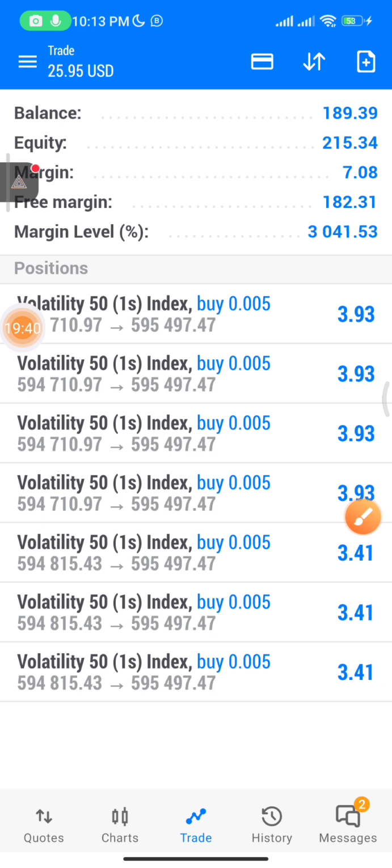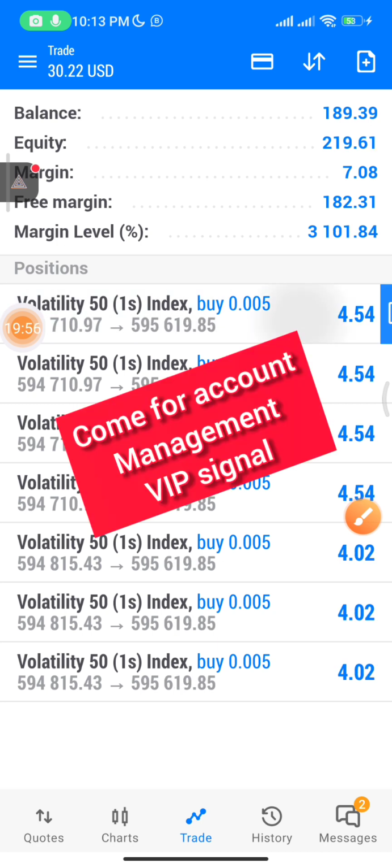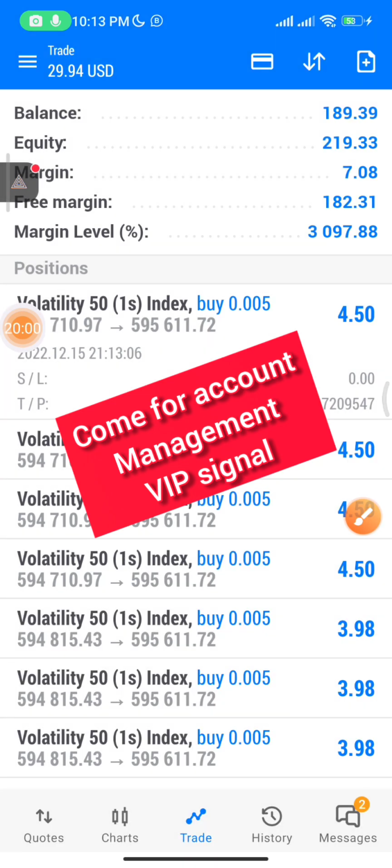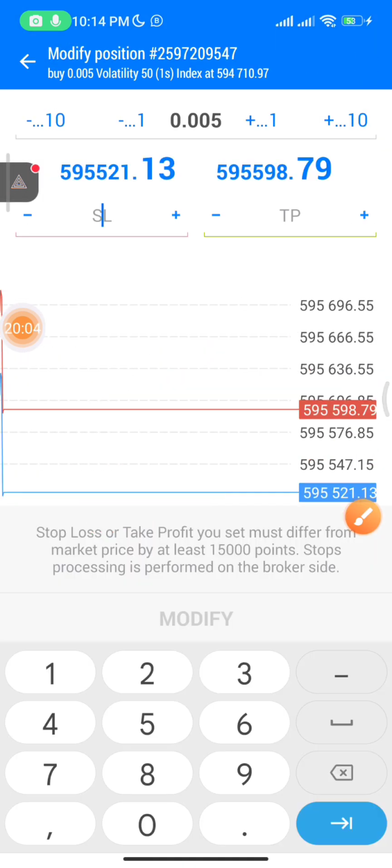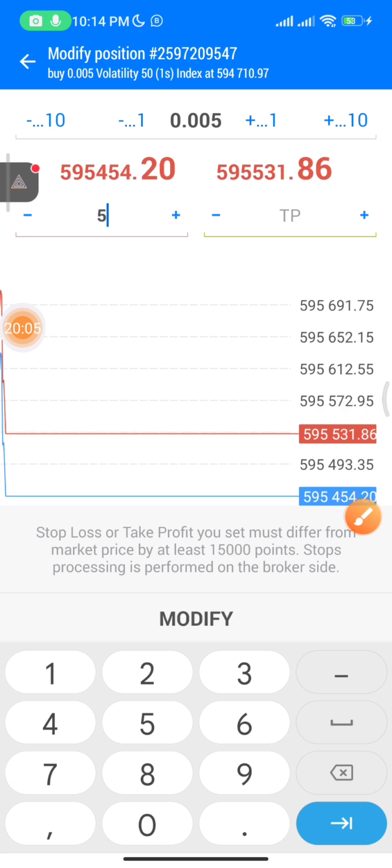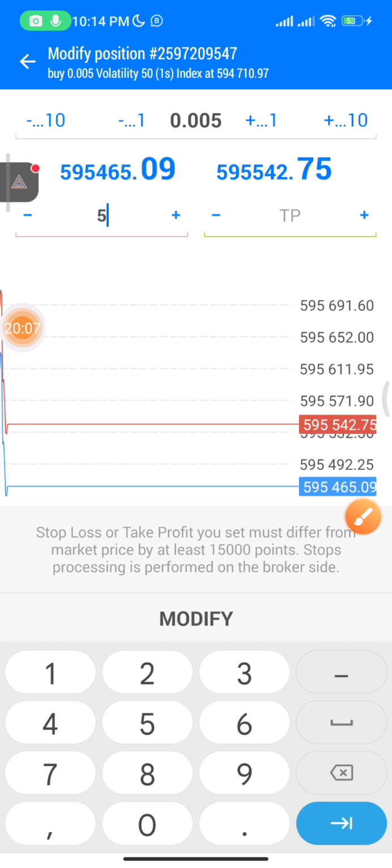Because this trade we closed it on a huge profit of $50 something. That's what we'll close this trade at, because we didn't use a big lot size. In a bit we'll be setting our stop loss. That is what we're doing now, we're setting the stop loss.